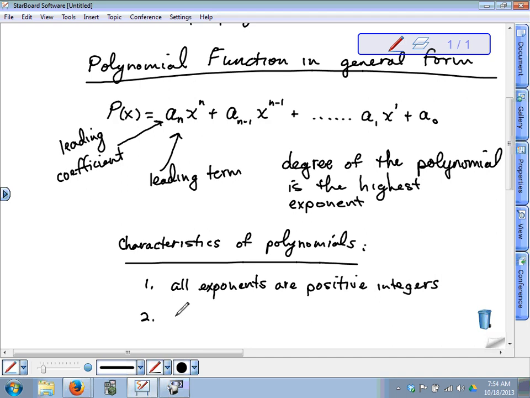Second, there are no variables in denominators of fractions. So you can still have fractions as coefficients of variables, but you can't have any variables in the denominator of fractions.